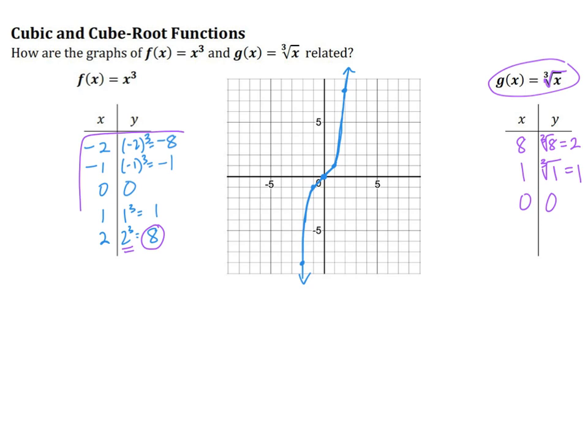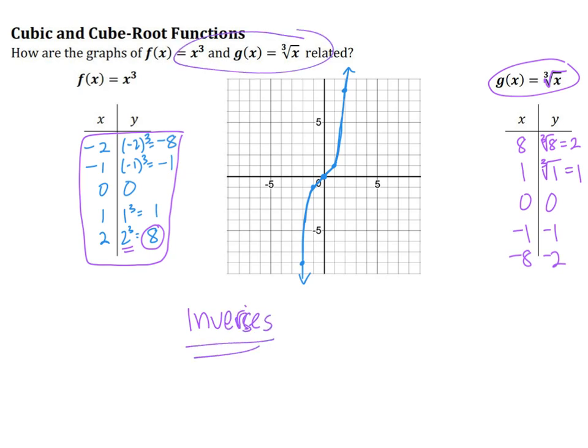So basically what happened to my x and y coordinates here? They are reversing, right? These two functions are inverses of each other. So I'm switching the ordered pair. This time I go to the right 8, 1, 2, 3, 4, 5, 6, 7, 8, up 2. I go to the right 1, up 1, 0, 0, -1, -1, and then -8, -2. So this time it's going to come through, and my purple graph is my g of x function.